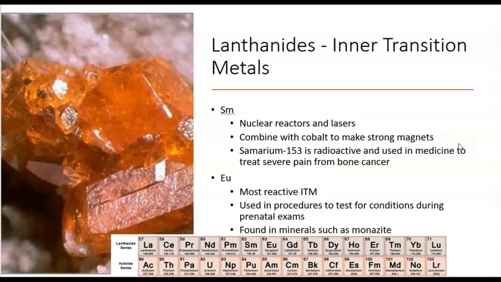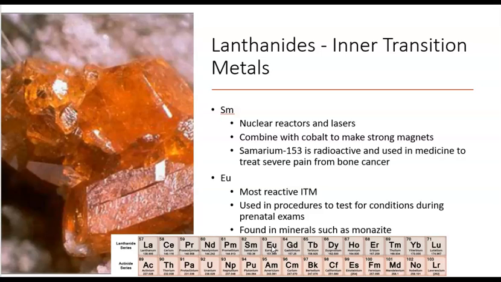Europium, which you can see in the picture there, is another lanthanide series inner transition metal. Europium is an inner transition metal with the atomic number 63. It was discovered in the 1890s and was named after Europe. Europium is the most reactive of all the inner transition metals. It reacts with water quickly.